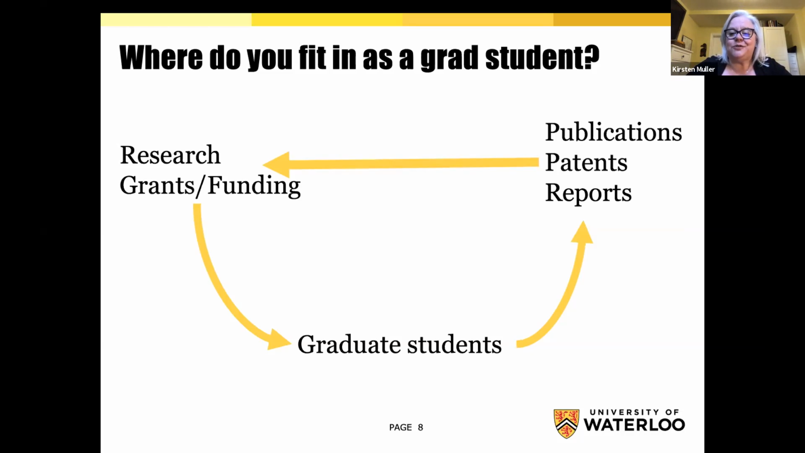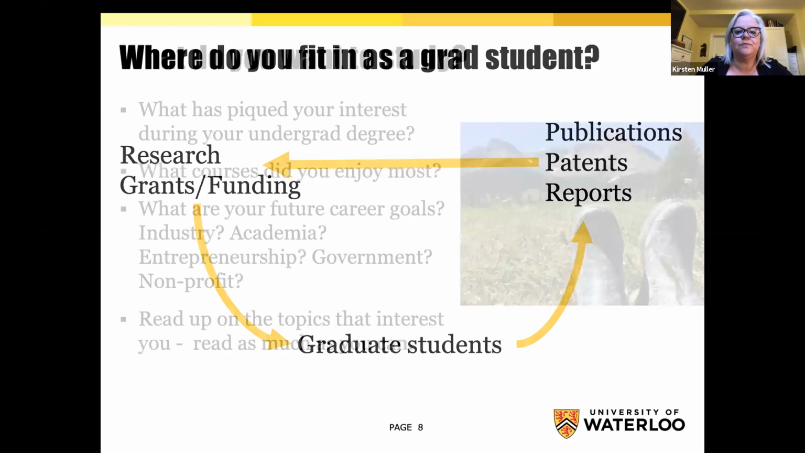Part of being a graduate student is having the experience to do research under the supervision of a professor. That professor will work with you on publications. At the University of Waterloo, we're known for a lot of patents. You may also be working on reports, and all of that information feeds into research grants and funding. So we have this kind of circular relationship, and graduate students, I have to say, are so important for the research enterprise at any research-intensive campus like the University of Waterloo.